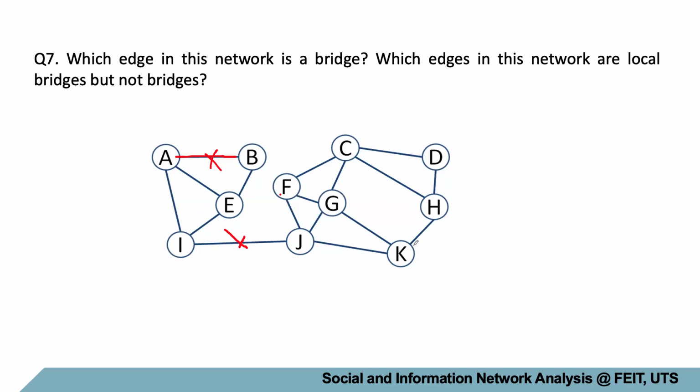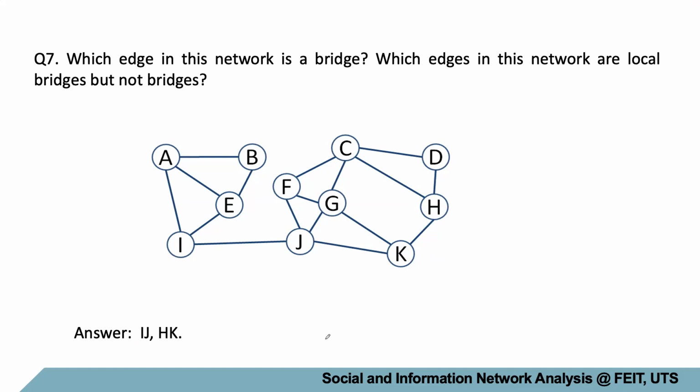But when it comes to edge HK, you can see they have no common friends, right? No common neighbor. And if we remove it, the whole graph is still connected. So we can say HK is a local bridge, but it's not a bridge. The answer is IJ is a bridge, HK is a local bridge.